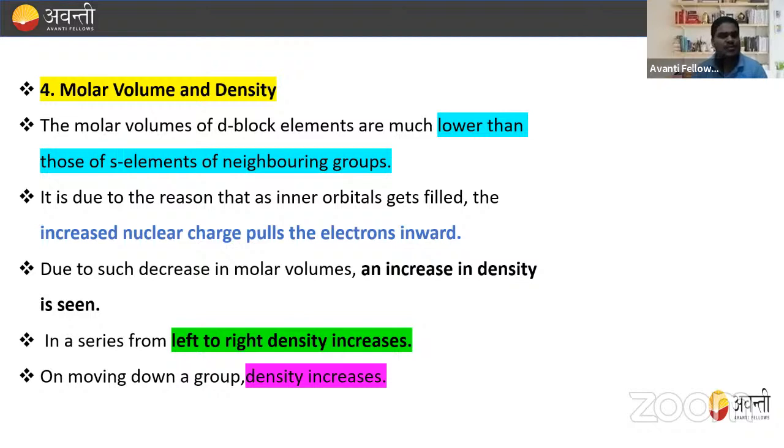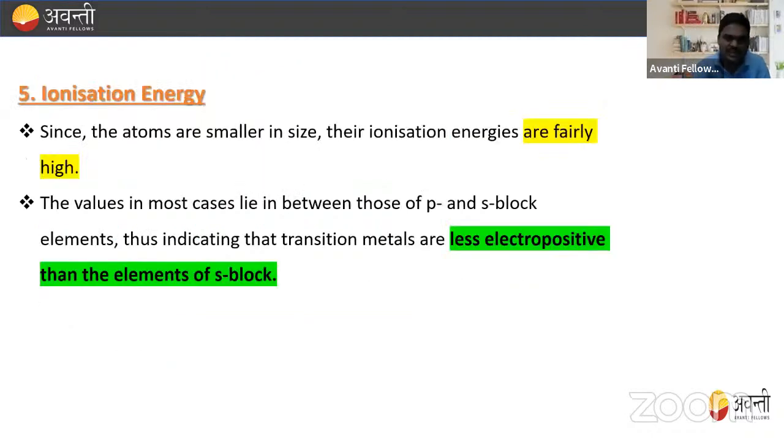Due to such a decrease in the molar volume, an increase in density is seen. So we know that density is equal to mass upon molar volume. So due to such a decrease in the molar volume, an increase in the density is seen. In a series from left to right, density increases because we know that volume decreases as we move from left to right. And on moving down the group, density increases, right? So just remember this: in a series from left to right, density increases, and on moving down a group, density increases. So this you must remember, right?